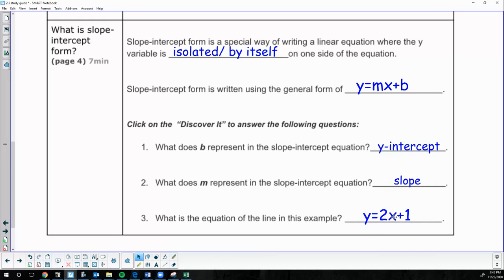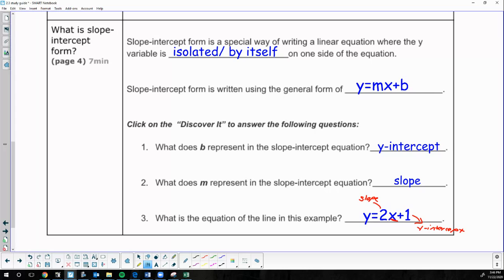And so here's one example where 2, I get the pen tool working, sorry guys. 2 is your slope, and 1 is your y-intercept. It's important to remember that x is not the slope. The number in front of it is. So hopefully that'll help you refresh your brain.